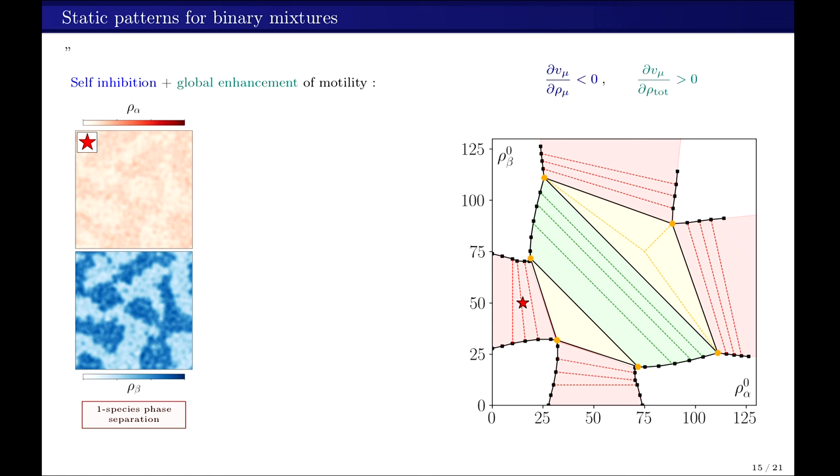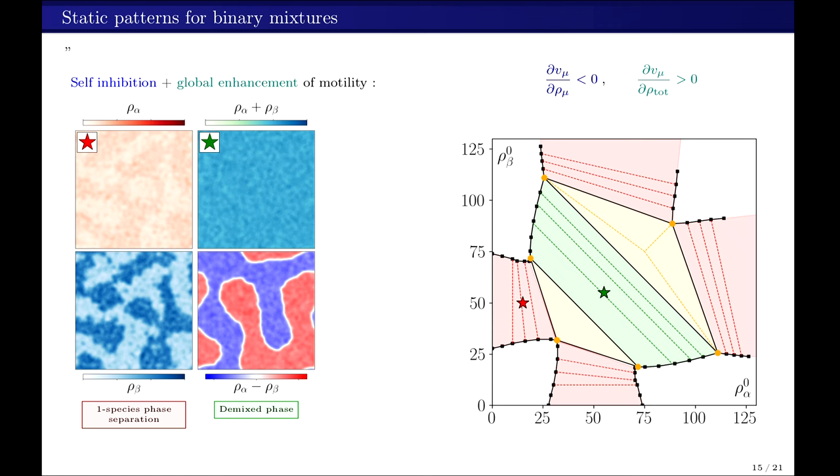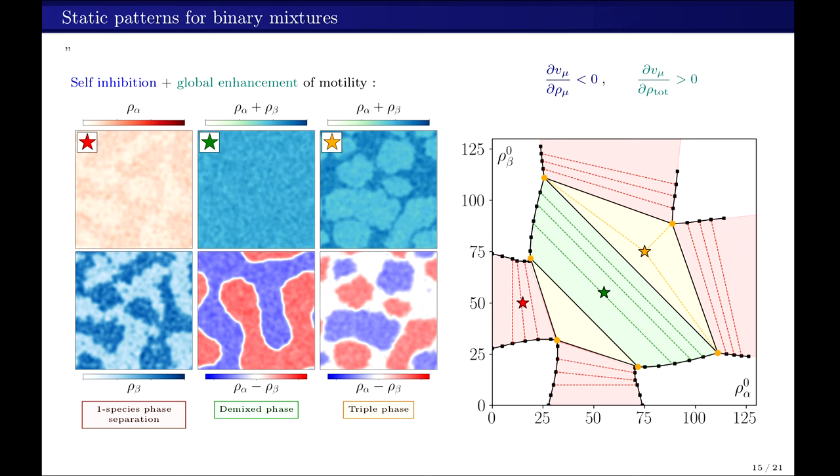The density is homogeneous for alpha. But beta has a beta-poor phase and a beta-rich phase. So you actually see this motility-induced phase separation, but just for one strain. If you go in the middle and follow these tie lines, you will see that you have two demixed phases, an alpha-rich phase and a beta-rich phase. And again, you can just look at the extremes of the tie line, and that's informative on the kind of phases that you have. Finally, you also get a triple phase coexistence with alpha-rich patches, beta-rich patches, and well-mixed regions.